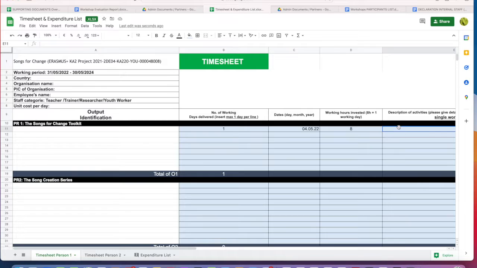So a common mistake is that people write here, I prepared the group of young people before going to the blended mobility event, for example, or to the youth exchange. This is certainly work you do in the project, but it's not linked to the pure production and development of a project result, and therefore it cannot be claimed here in the timesheet. This is very important, and I will show you now in an example how such a timesheet is filled in correctly.